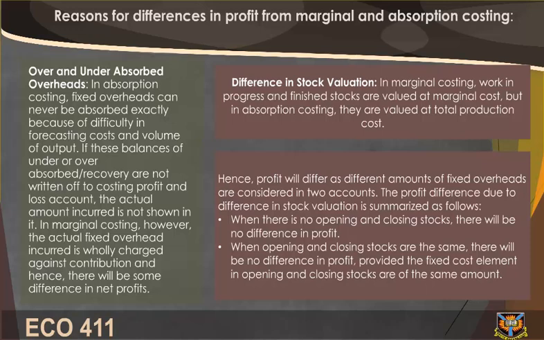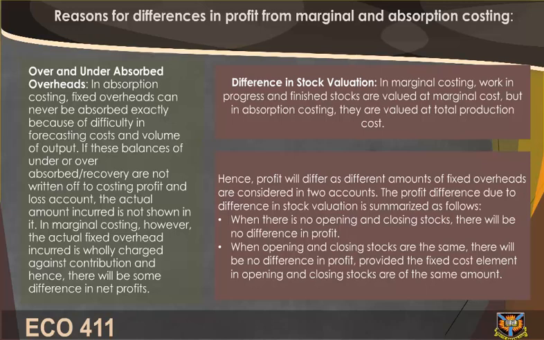Differences in stock valuation. In marginal costing, work in progress and finished stocks are valued at marginal cost. But in absorption costing, they are valued at total production costs. Hence, profit will differ as different amounts of fixed overheads are considered in the two accounts. The profit difference due to difference in stock valuation is summarized below.